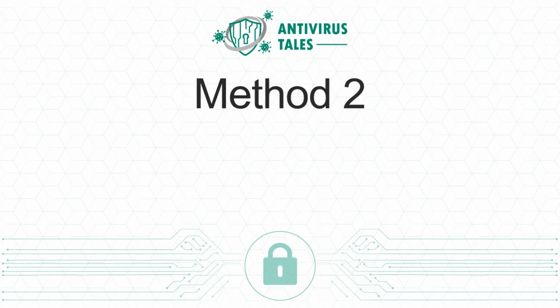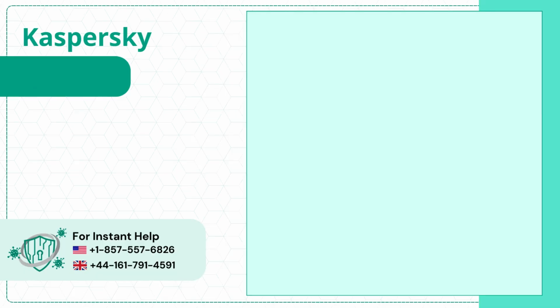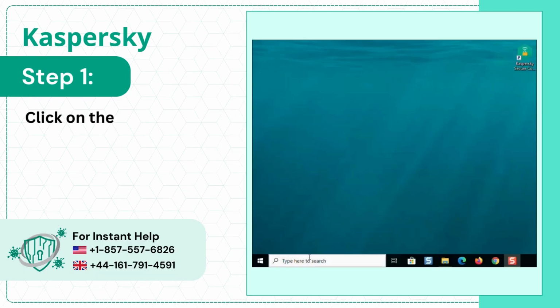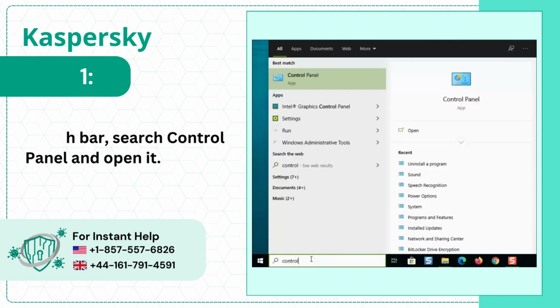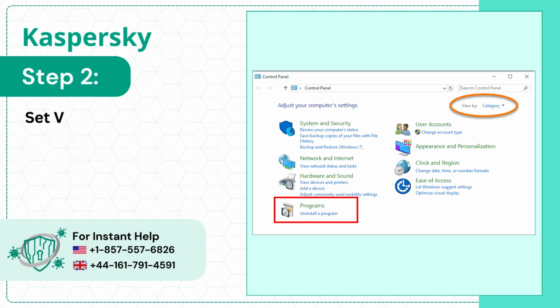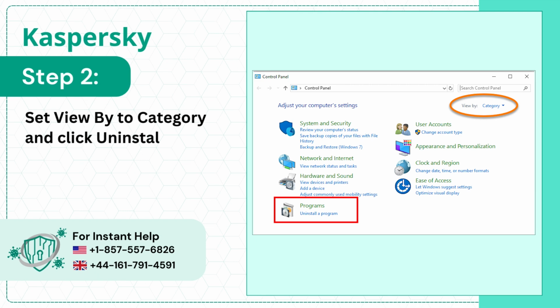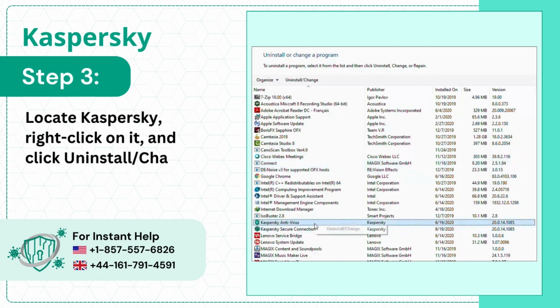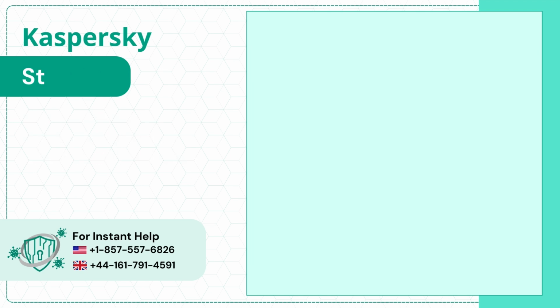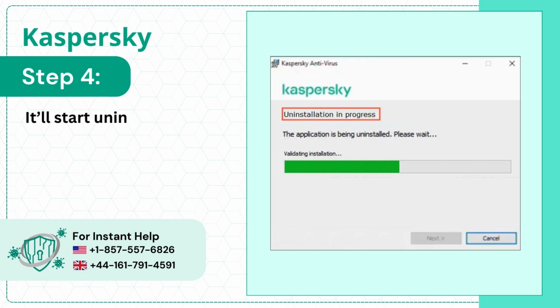Method 2. Reinstall Kaspersky. Step 1. Click on the Windows search bar, search control panel and open it. Step 2. Set View By to category and click Uninstall a program. Step 3. Locate Kaspersky, right-click on it and click Uninstall/Change. Step 4. It'll start uninstalling the program.